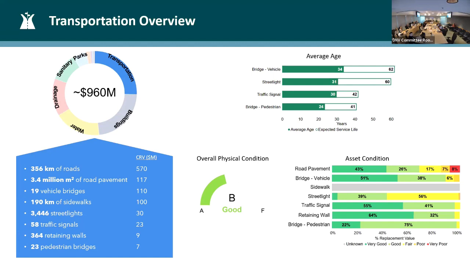In the centre here, you'll see overall condition, and this is a rating that is from A through to F. So A represents a very good condition, and F is a very poor condition. As you can see here, the condition for our transportation asset system is considered B, which we define as good. When we look at the right of this, it breaks down the physical condition with some subcategories here on the lower right-hand side. And so you might notice that there's some red and some orange in here.